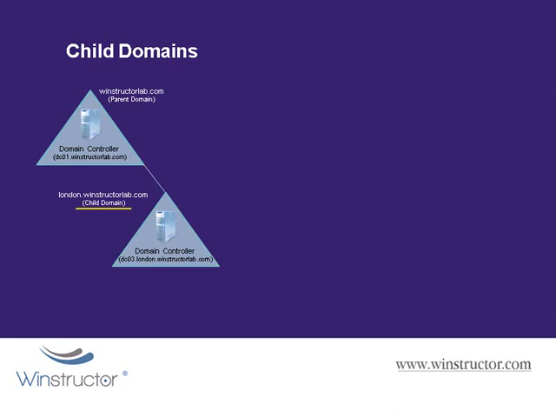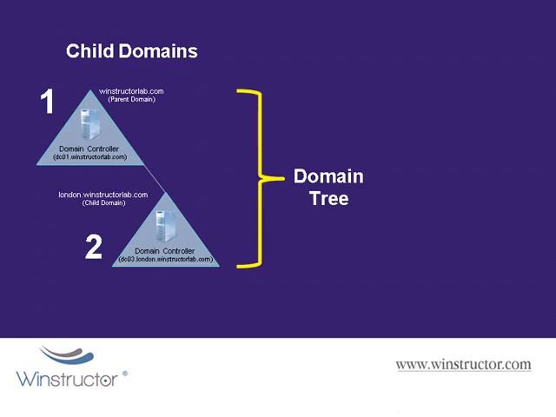And this child domain is going to be called london.winstructorlab.com, and it will be installed on a server called DC03. Now, this entire network consisting of 1 or more domains, in our case we're going to have 2 domains, is known as a domain tree. Now, not until we add new domains that don't share a contiguous namespace will it technically become a forest. Well, that depends on who you talk to, really.